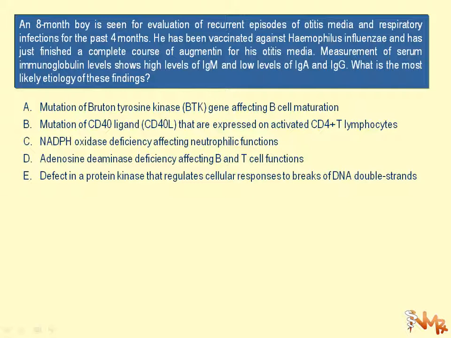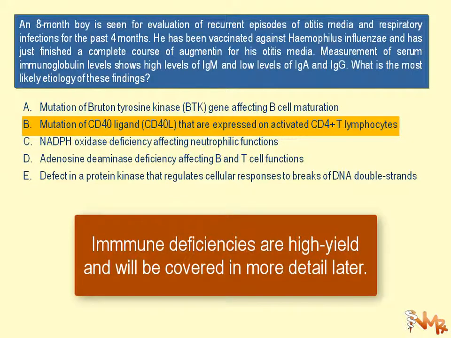Would it possibly be mutation of the tyrosine kinase BTK gene affecting B-cell maturation? Or mutation of CD40 ligands that are expressed on activated CD4 T lymphocytes? Would it be possibly due to NADPH oxidase deficiency that affects neutrophil functions, or adenosine deaminase deficiency that affects B cell and T cell functions, or is it a defect in protein kinase that regulates cellular responses to breaks of DNA double strands? Well, let me give you the correct answer, and then I'm going to explain it for you. The correct answer is option B, mutation of CD40 ligands that are expressed on CD4 T lymphocytes.